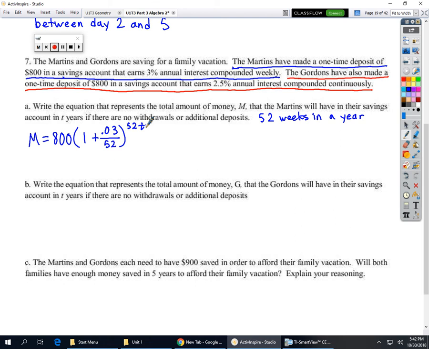Next one, write the equation that represents the money for the Gordons. The Gordons did a bank compounded continuously, so compounded continuously means I have to use the e formula. So G equals 800 times e, I don't need parentheses, e to the rt. That's 2.5, so don't get worried over the 0.5. Think, if it was 2 cents, I'd put 0.02, and then put a 5 for that extra 5 to the t.